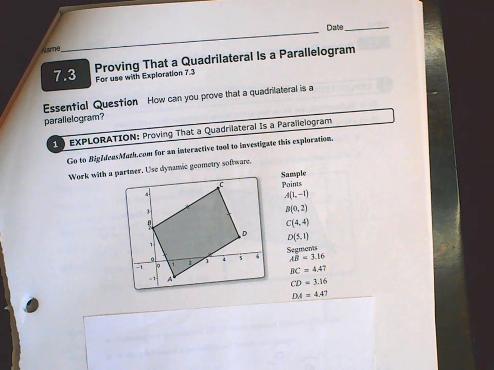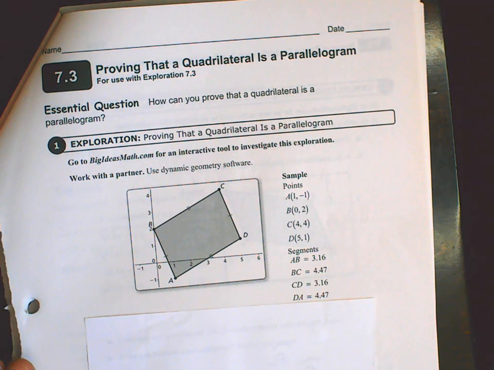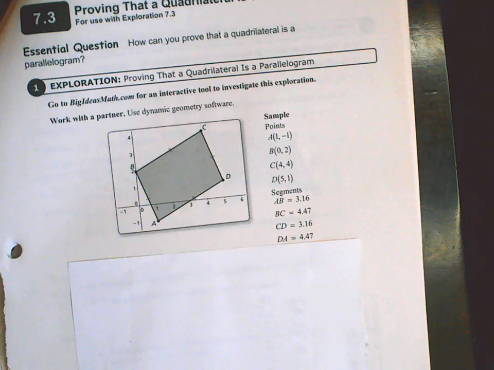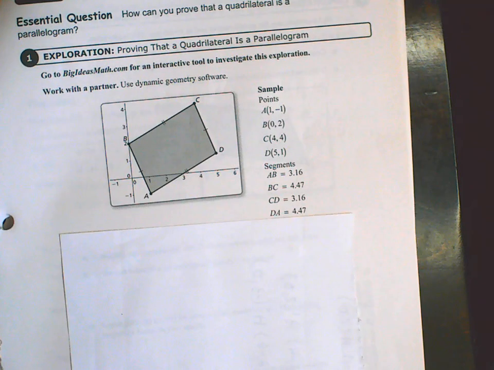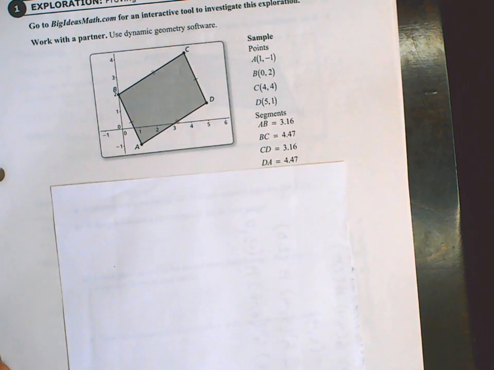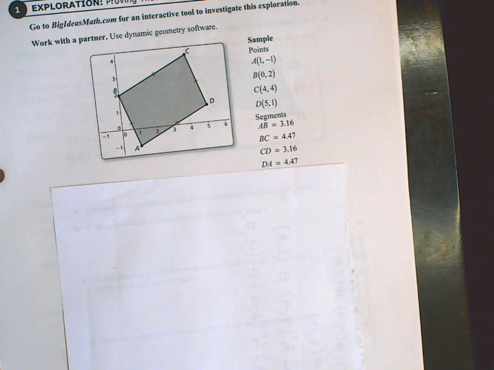Hi, welcome to 7.3, proving that a quadrilateral is a parallelogram. Now we are on page 205, so make sure that you grab a half sheet of paper and glue it right on this. So basically the half of a quarter sheet. Okay, so make sure you glue it on.